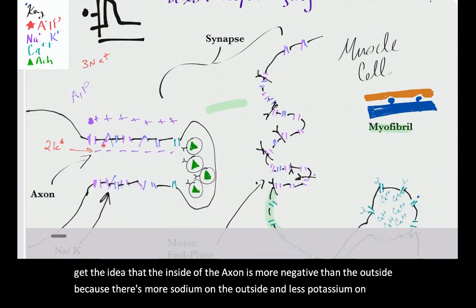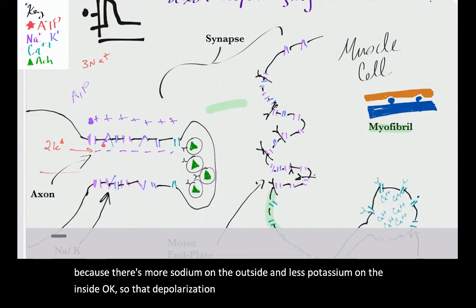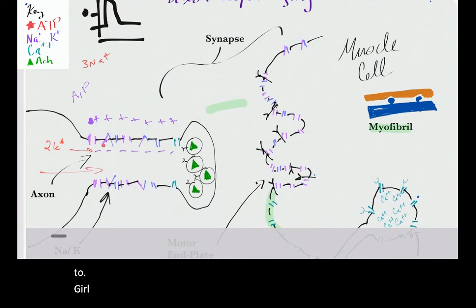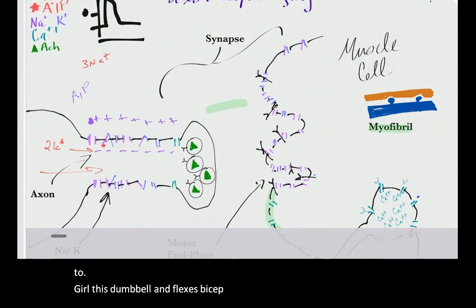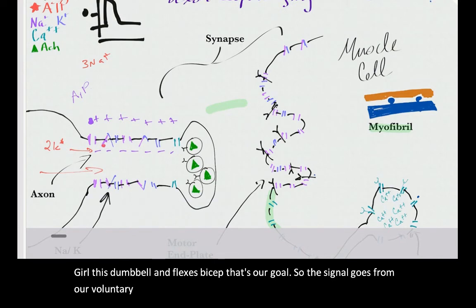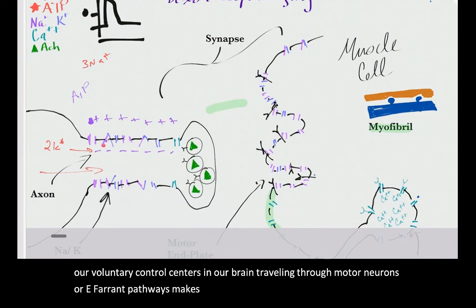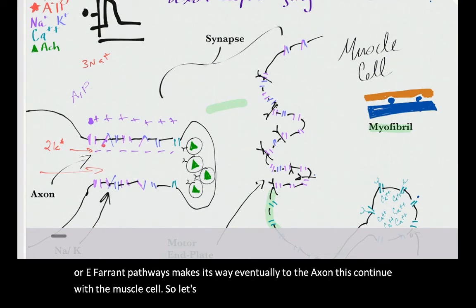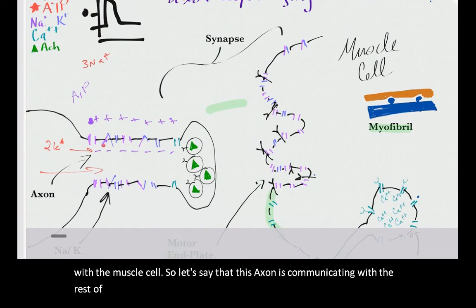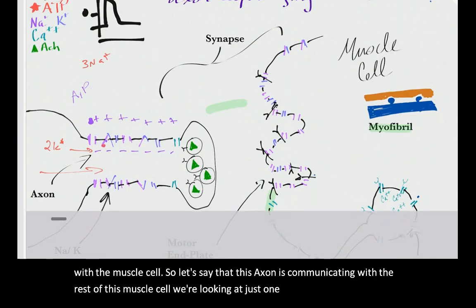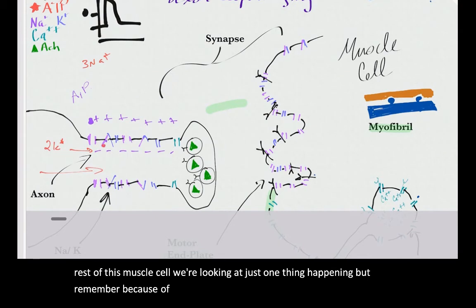Okay, so that depolarization sends a signal, and we say, I want to curl this dumbbell and flex this bicep. That's our goal. So the signal goes from our voluntary control centers in our brain, traveling through motor neurons or efferent pathways. It makes its way eventually to the axon that's going to communicate with the muscle cell. So let's say that this axon is communicating with the rest of this muscle cell, and we're looking at just one thing happening. But remember, because of the neuromuscular junction's multiple axon terminals, this all happens at the same time.